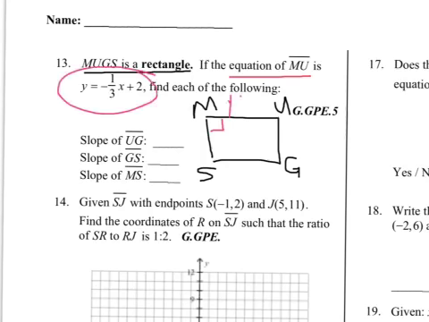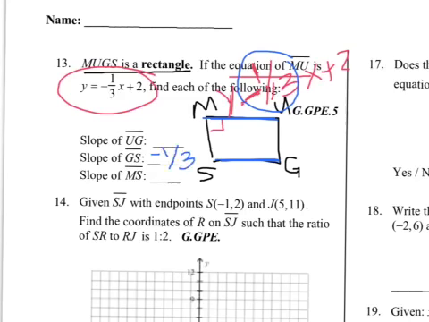So y equals negative 1/3 x plus 2. And what they want us to find is the slopes of all the other sides. Well, hopefully you realize that if MU is part of a rectangle, SG would have to be parallel. So if it's parallel, it's going to have the exact same slope as MU. So SG has to have a slope of negative 1/3, and that's because they're parallel.